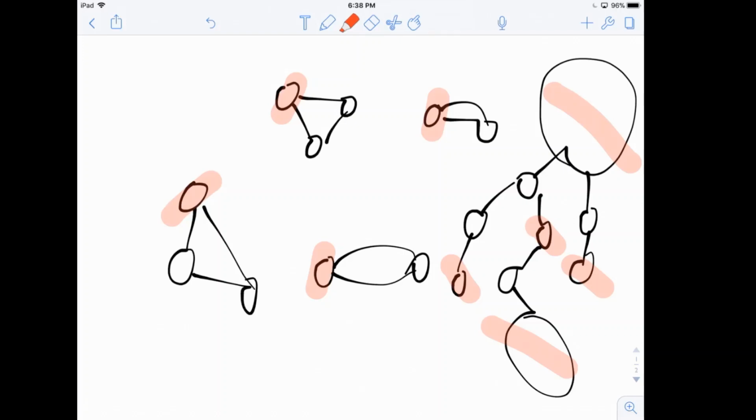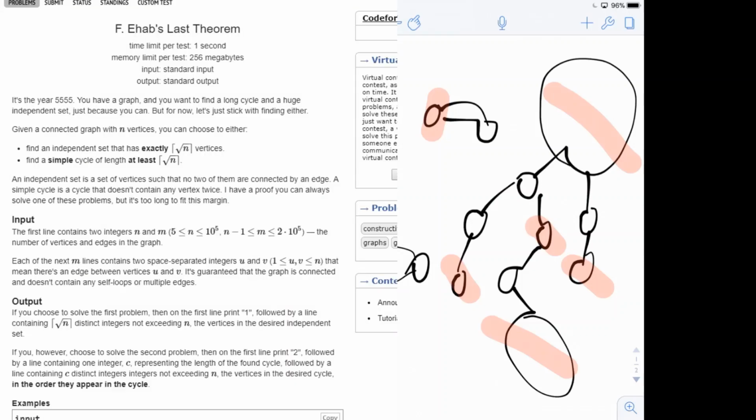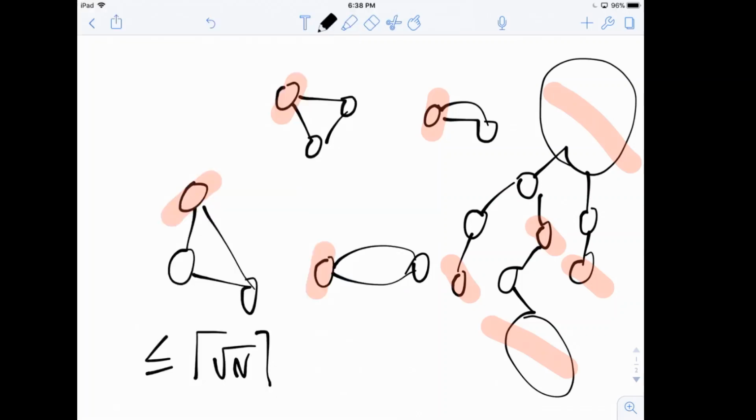And here's why. The length of every simple cycle is less than or equal to square root of n, right? We know this because if there was a simple cycle with at least ceiling of square root of n vertices, then we would have solved the problem. So we're assuming that this doesn't exist, and we're trying to prove that that means there's an independent set. If we can do that, then we can prove that one of the two conditions exists. So if we take one node from every simple cycle, then the problem is solved.